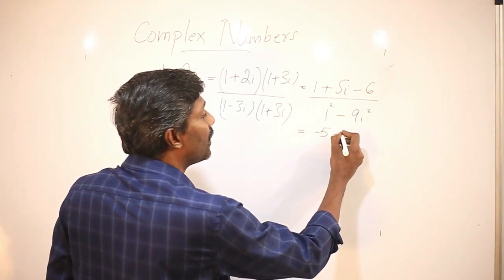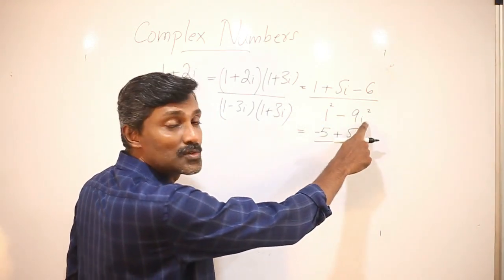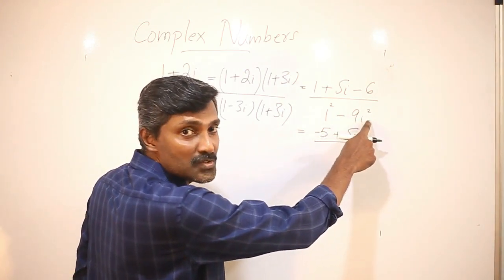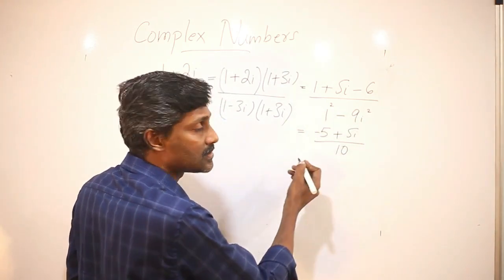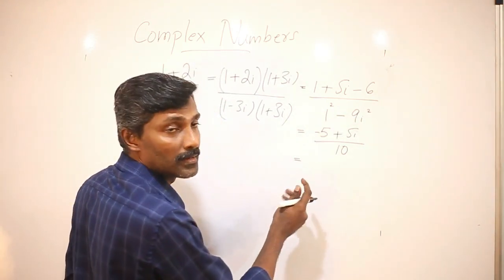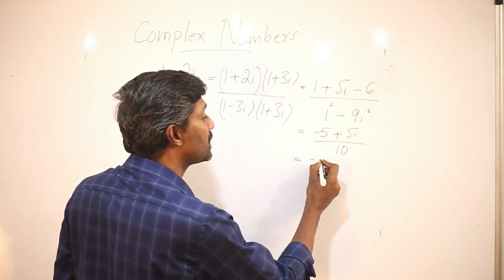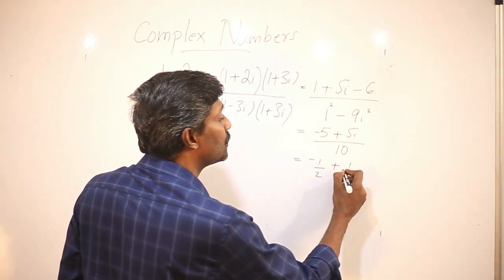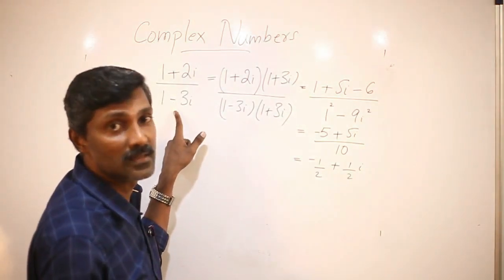Okay, plus 5i divided by 1 square is 1, and what is i square? i square is minus 1, right? So minus 9 into minus 1 is plus 9. 9 plus 1 is 10. Now we can divide this separately. So 5 divided by 10 is 1 by 2, but this is negative, so this is minus 1 by 2. Plus again 5 divided by 10 is 1 by 2. So this is the a plus ib form of this division.